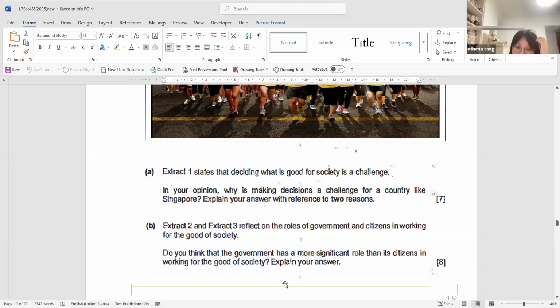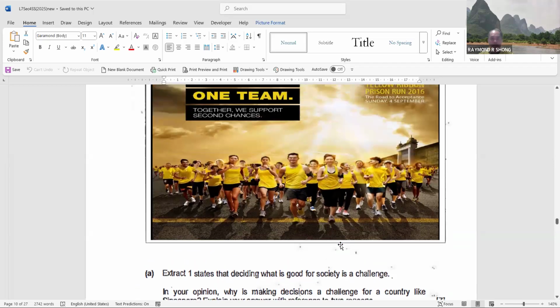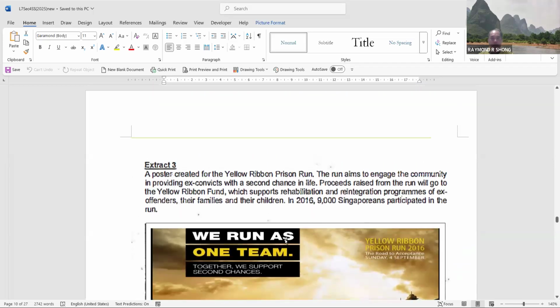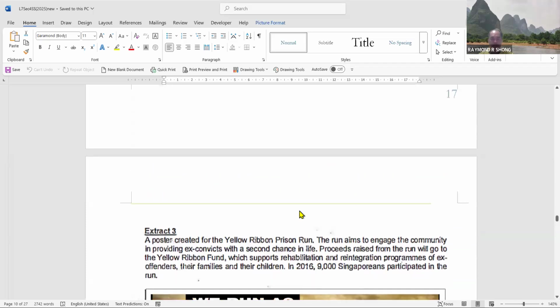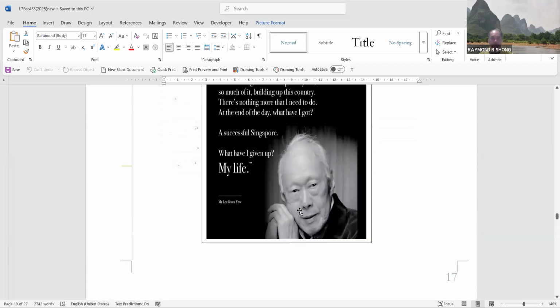Extract 2 and 3 reflect on the roles of the government and citizens in working for the good of society. Do you think that the government has a more significant role than citizens in working for the good of the society? Explain your answer. So it's government and citizen. This is the citizen representing, and this is government.